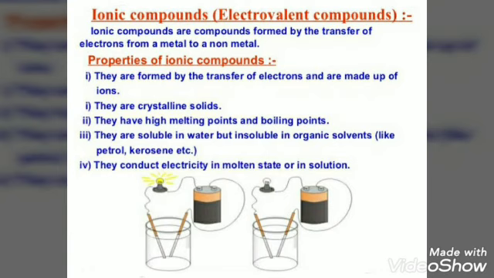Ionic compounds are usually crystalline solids because their oppositely charged ions attract one another strongly and form a regular crystal structure. The ionic compounds have high melting and high boiling points. Why? Because there is a strong force of attraction between the oppositely charged ions, so a lot of heat energy is required to break these forces of attraction and melt or boil the ionic compound.